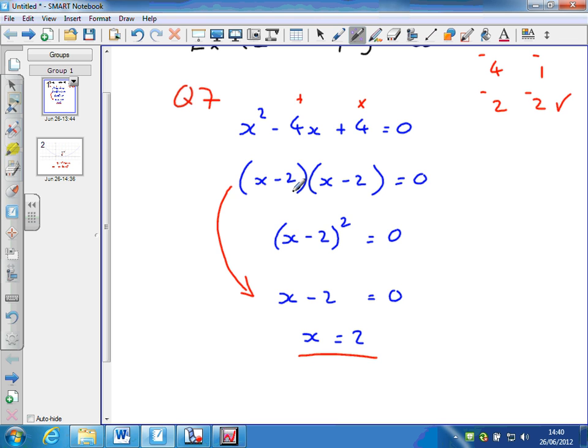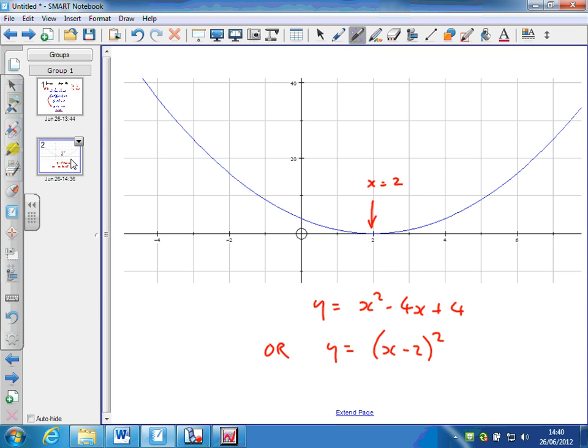How come only one solution? Well, if we plot the function y equals x squared minus 4x plus 4, or y equals x minus 2 squared, and look for where y equals 0, we can see this is a special case where the curve just touches the x-axis at one point where x equals 2. So this is a special case where there's only one solution, and that's an example of a perfect square.